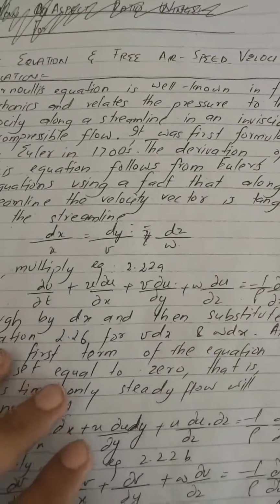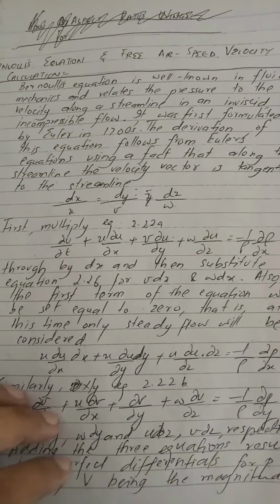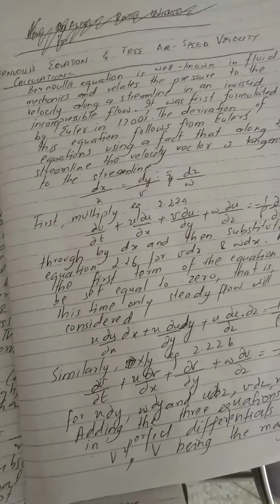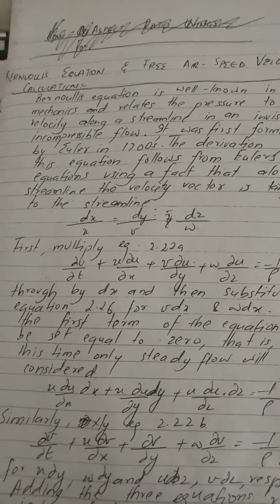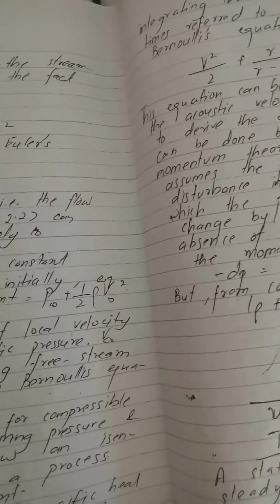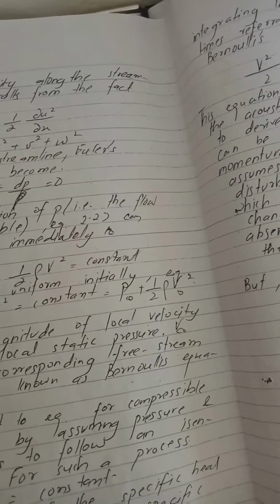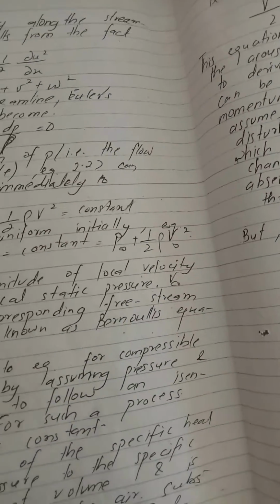So this is Bernoulli's equation and the free air stream velocity calculation, and we have applied it with the help of the concepts of the momentum theorem, Euler's theorem, and Euler's equation. This is how we have derived it, and we have reached a form for incompressible flow, and that is how it has to be expressed.